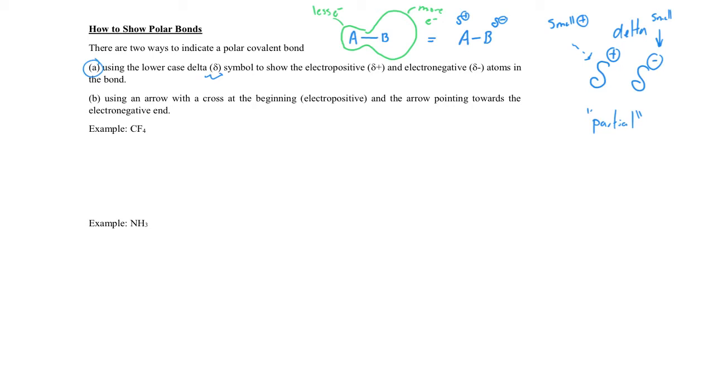Let's look at an example with carbon tetrafluoride. So I'm going to draw the structure for carbon tetrafluoride, and then we're going to assign delta positives and delta negatives next to the atoms where they belong. So the Lewis dot structure for carbon tetrafluoride just has a single bond between carbon and each of the fluorine atoms, and then we have the lone pair electrons, the non-bonding electron pairs on each of the fluorine that complete the octet for those atoms.